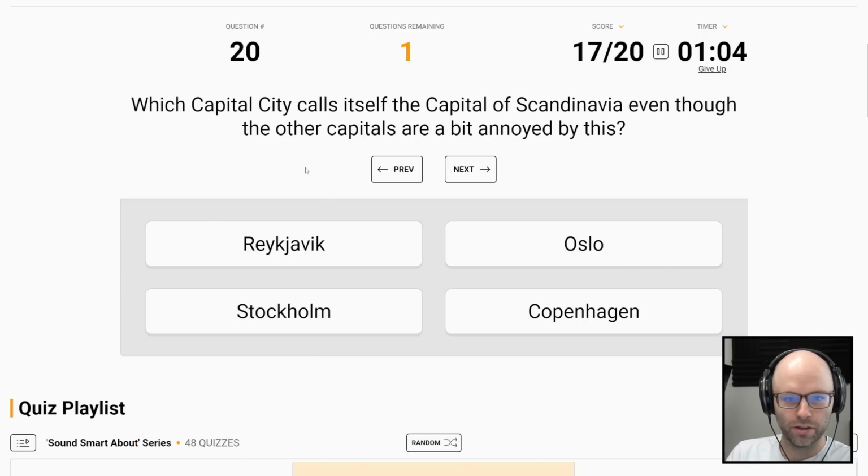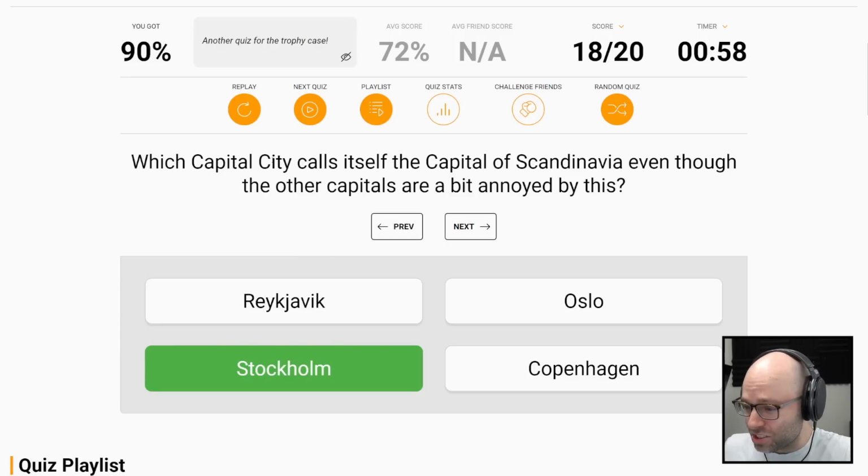Which capital city calls itself the capital of Scandinavia, even though the other capitals are a little annoyed by this? I would think that it's Stockholm. I'm insane at Scandinavia, man. I've been gaslit into thinking that I don't know anything about Scandinavia. It turns out I'm incredible at Scandinavian trivia. My God. I'm kind of an expert.